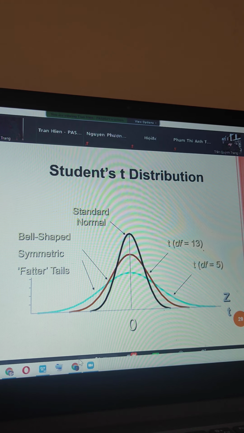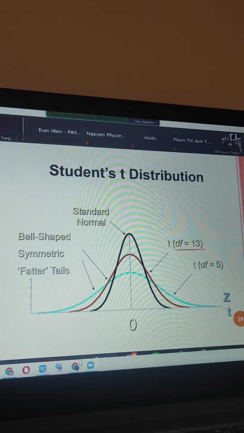and their relationship to the standard normal probability distribution. So note that you can see that when the degrees of freedom increase, a T distribution with more degrees of freedom exhibits less variability and more closely resembles the standard normal distribution.